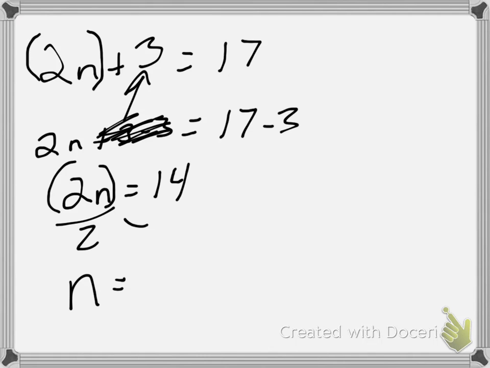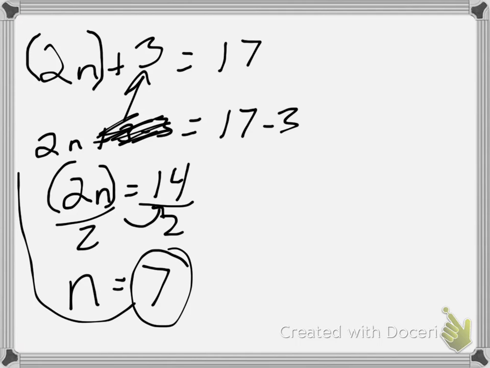But what we do to one side, we have to do to the other. So we're going to divide by 2 on the other side. That gives us 14 divided by 2, and we know that n now equals 7. So if I take this n and plug it in, I've got 2 times 7, which is 14, plus 3 gives me 17. So I've checked the answer as well, and I know that I'm right.